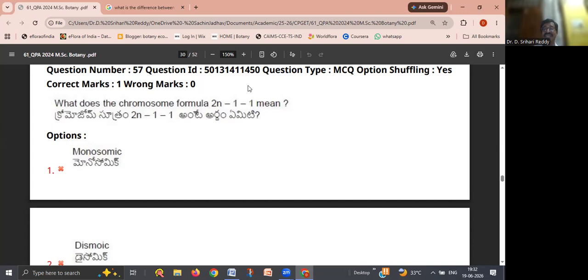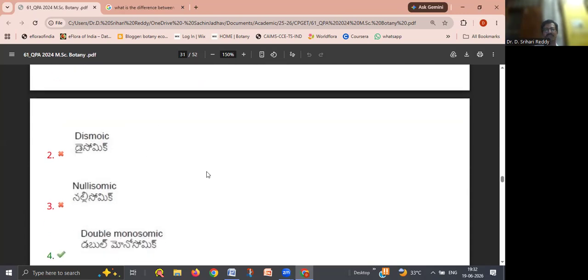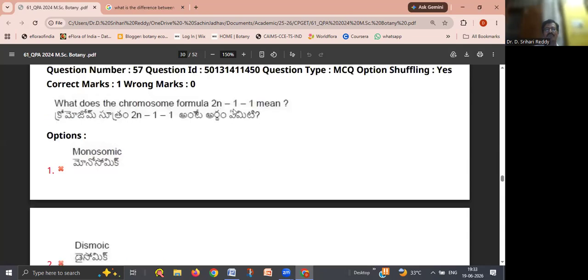But it is different here. It is not 2n minus 2. It is 2n minus 1 minus 1. What does it call? Monosomic? No. If it is 2n minus 1, it is called monosomic. Disomic? No. Nullisomic? If it is 2n minus 2, it is nullisomic. Now the right answer is double monosomic. If it is only 2n minus 1, it is monosomic, but if it is 2n minus 1 minus 1, it is called double monosomic. That is the right answer.